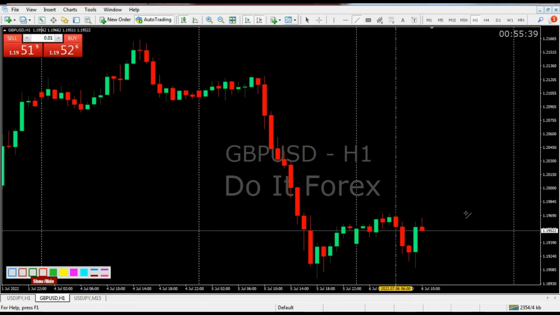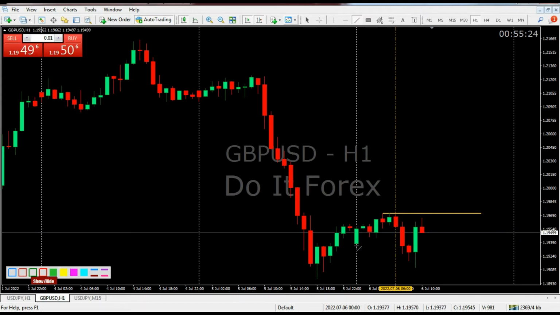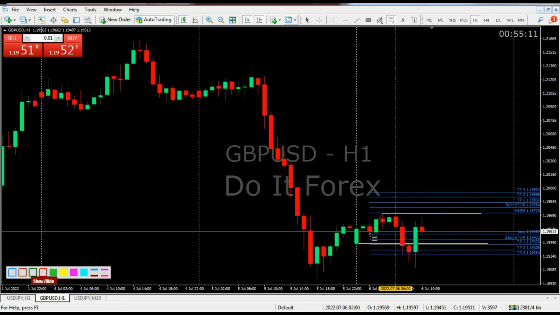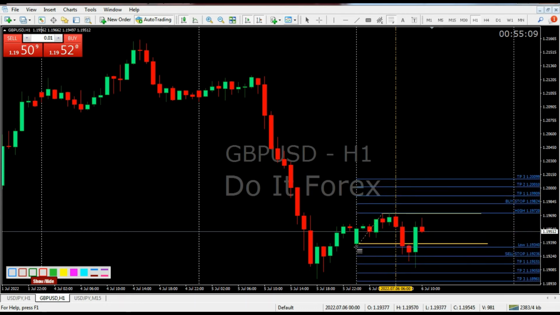So we identify the highest. I think this is the highest here, and this is the lowest of the candle. So we just take our Fibonacci custom, and we put it from the high to the low.